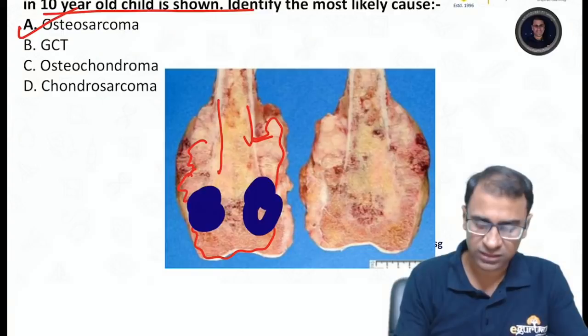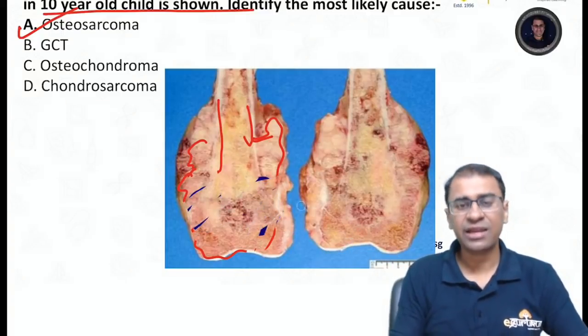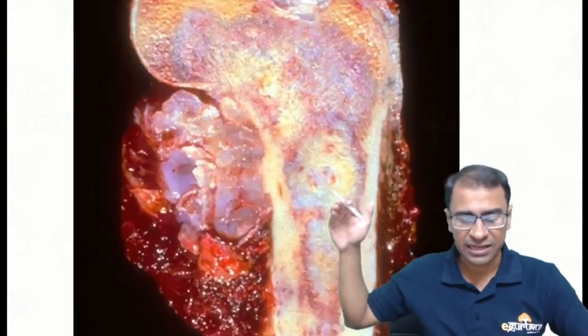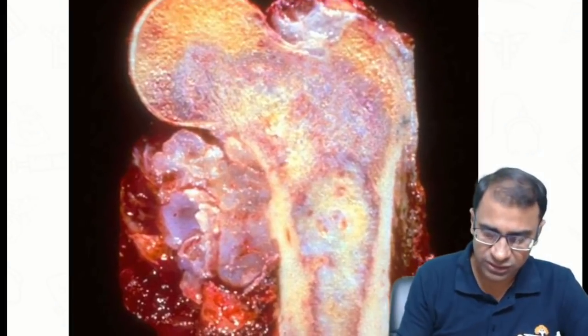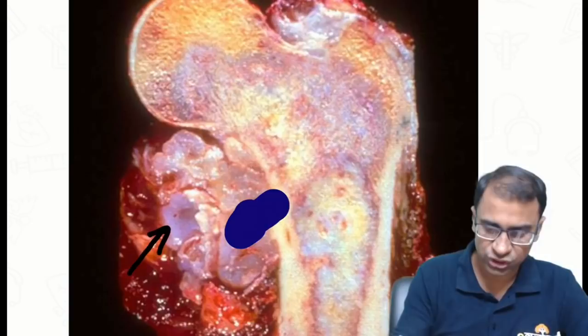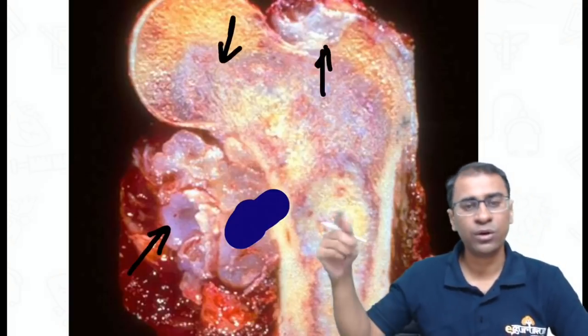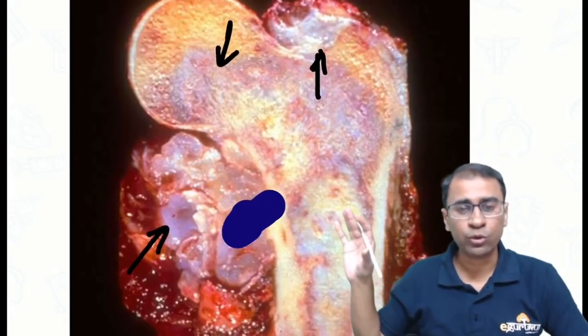If this had been lytic lesions, with a huge amount of destruction of the bone like this, it would have been a giant cell tumor. But if you see a smooth shiny cartilage shown here, it becomes what? It becomes a chondrosarcoma. So you must be able to identify these images.